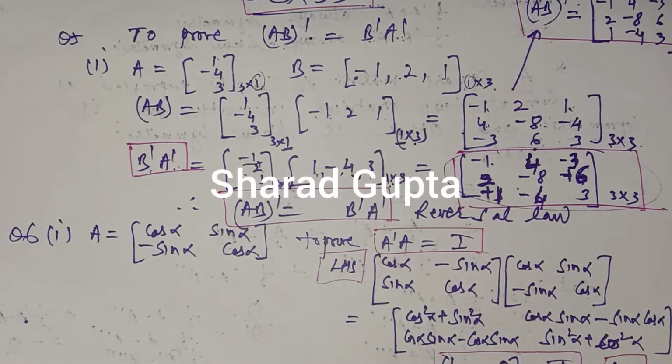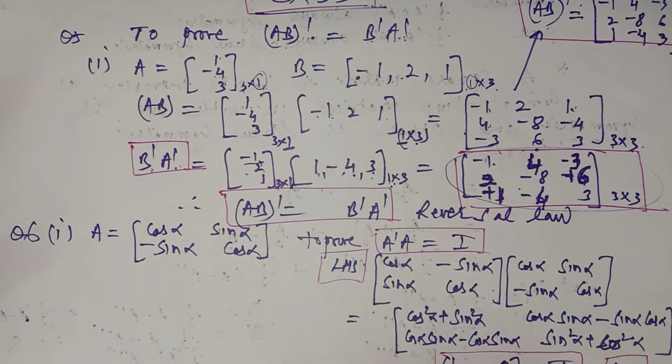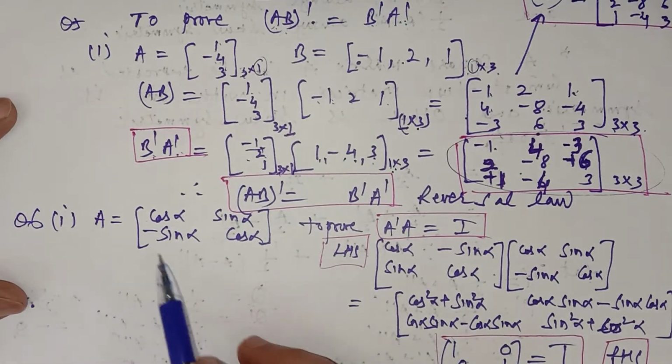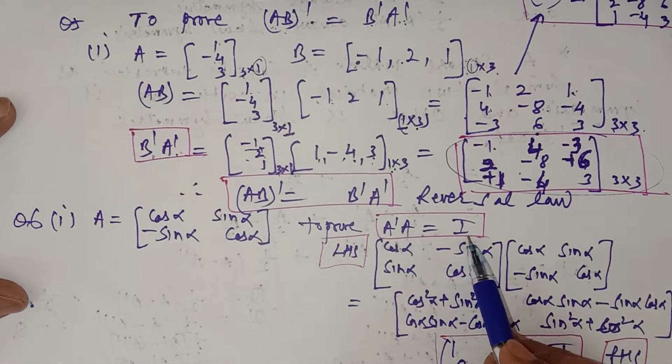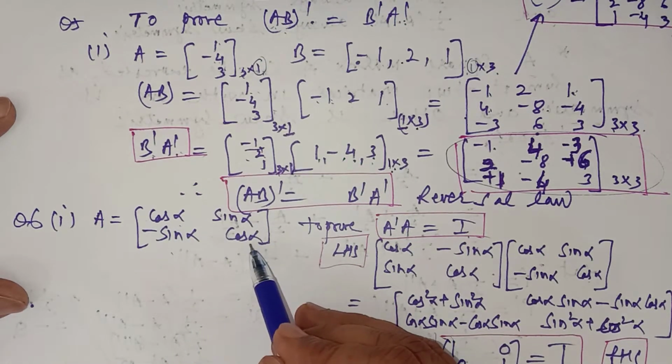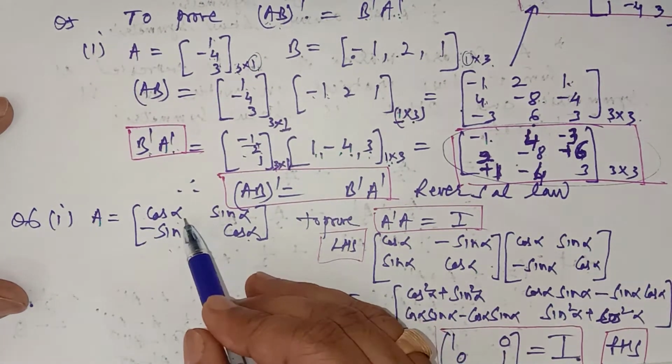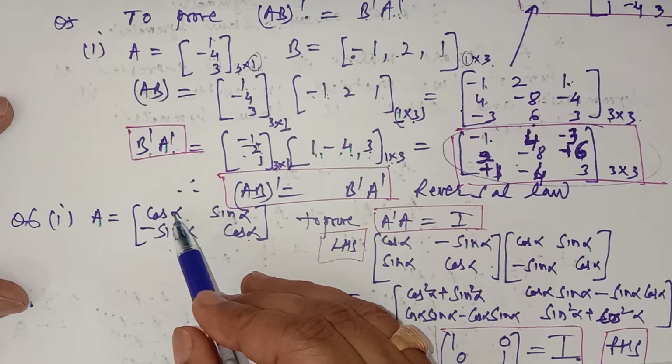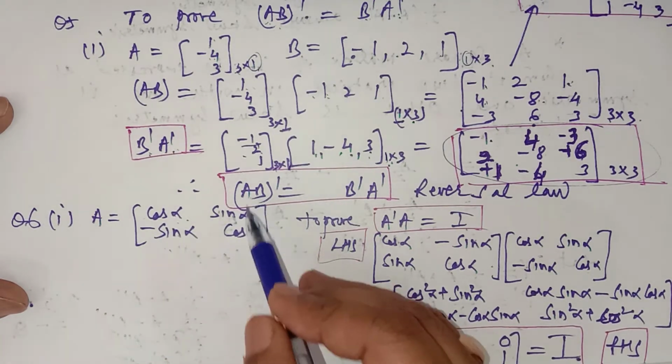This is lecture number 5 for the chapter Matrices, and we are discussing exercise 3.3. I'm taking question number 6. You have to prove that A transpose into A is equal to I, and the matrix A is given as cos alpha, sin alpha, minus sin alpha, cos alpha. So for A transpose, you find the transpose of this matrix, which will be cos alpha, minus sin alpha, sin alpha, cos alpha.